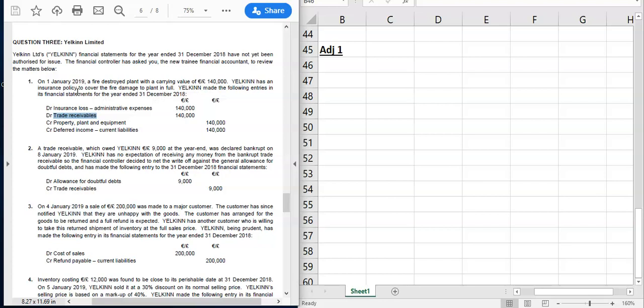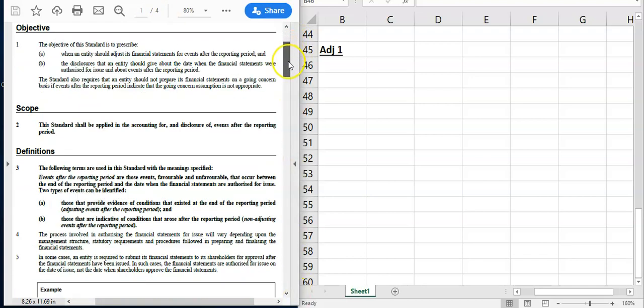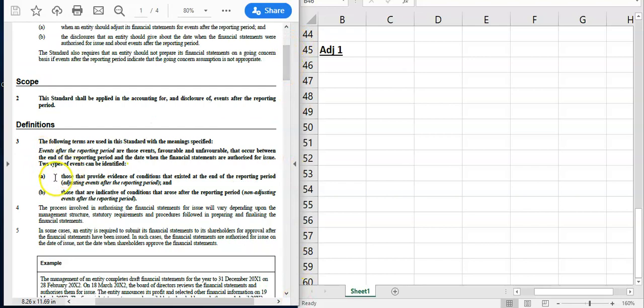Right? So again, the point is here, this is after the year end. This is the start of the next year. So we're trying to figure out what is that under IAS 10. So you should know under IAS 10. So I'm going to pull up the standard here. There's 2 main types of events you can have in IAS 10. This is paragraph 3. You can either have an adjusting event, right?